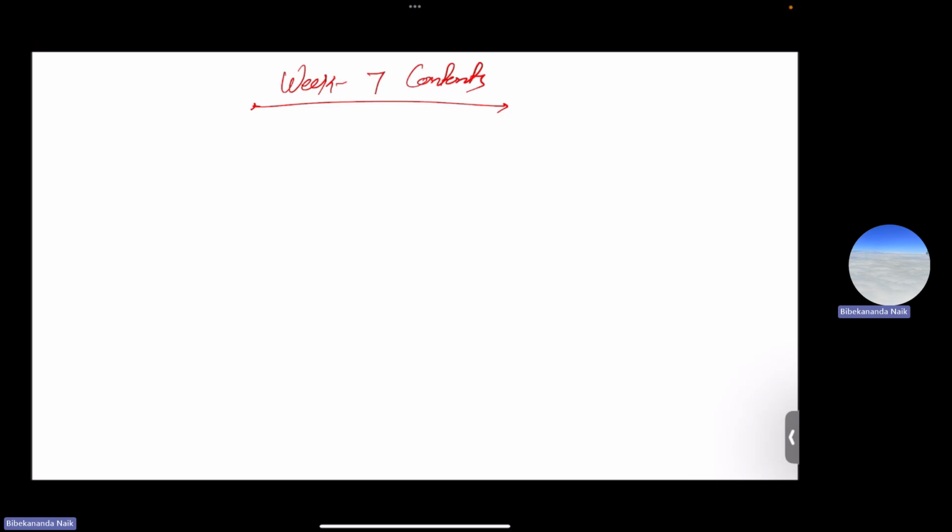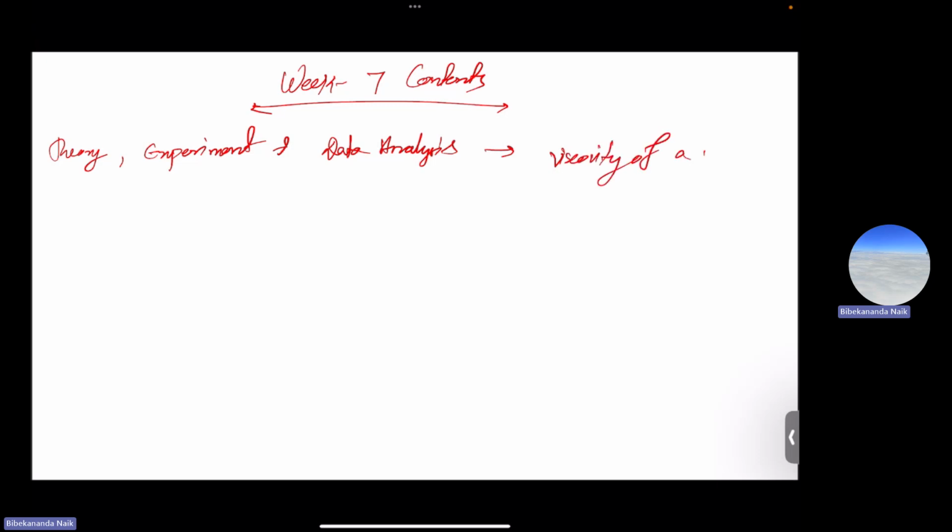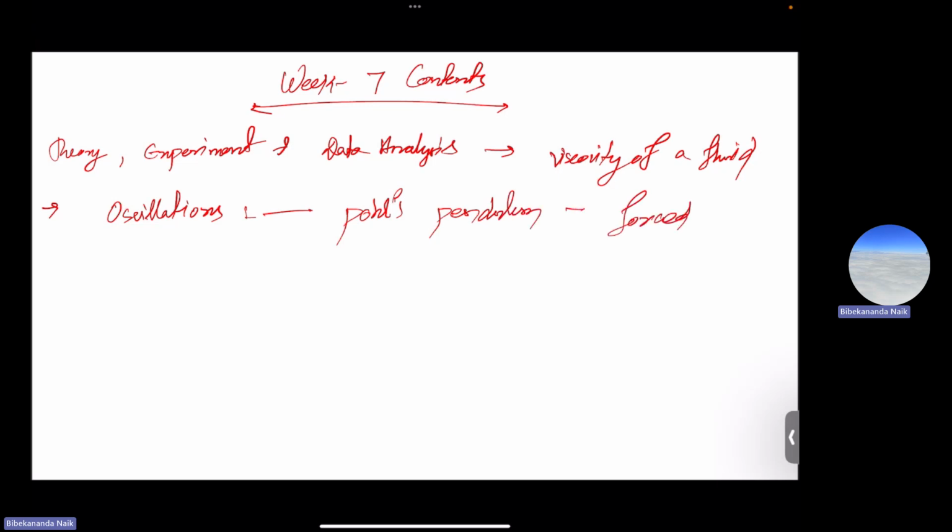if you talk about the week 7 contents, there was a theory and experiment regarding the viscosity of fluid: theory, experiment, and data analysis regarding viscosity of a fluid, and then experiments related to oscillations like Pohl's pendulum and coupled pendulum.